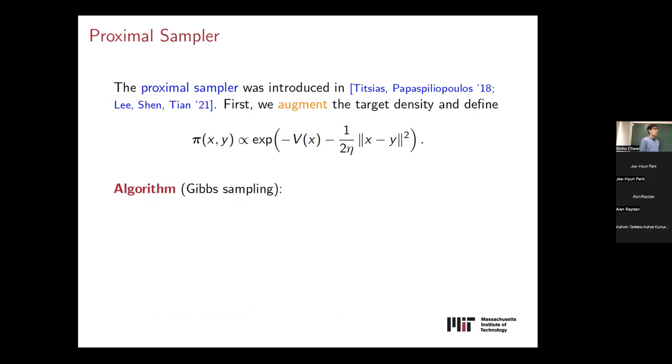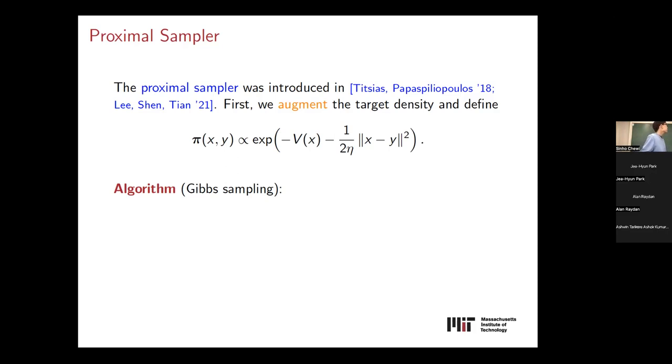And there's an interesting answer to this question, and it's given by the proximal sampler. The proximal sampler was introduced in a couple of earlier works. And here's the idea of the algorithm. We're first going to augment our target distribution into a joint distribution over the variables x and y. This joint distribution is proportional to e to the minus V, and then I've also added this extra quadratic term to the density. So this should start to remind you of the proximal point method. And for this target distribution, we're just going to do Gibbs sampling.